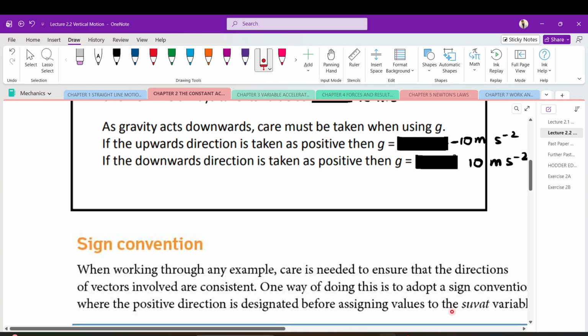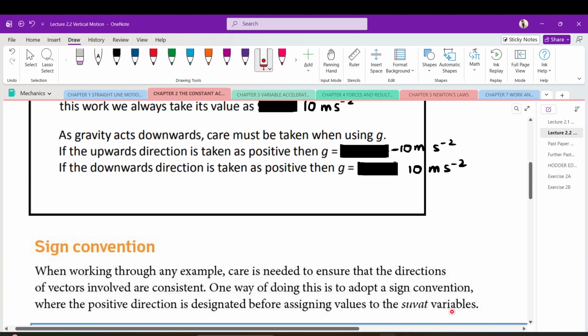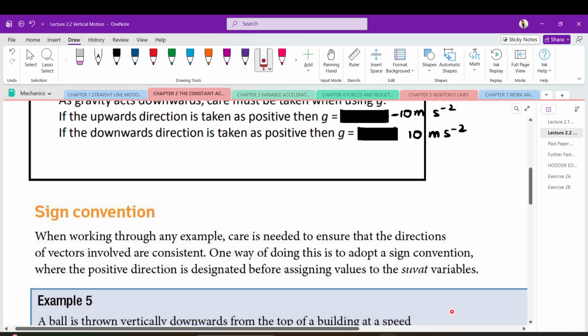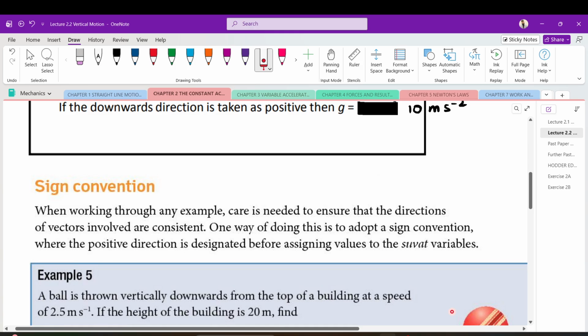All right, sign convention, we've already discussed this. Okay, so let's move ahead. A ball is thrown vertically downwards from the top of a building at a speed of 2 meters per second. Okay, there's another thing that I want to highlight over here. It says the ball is thrown vertically.